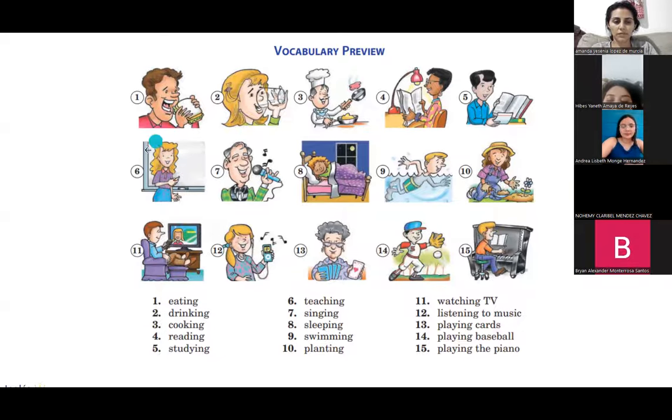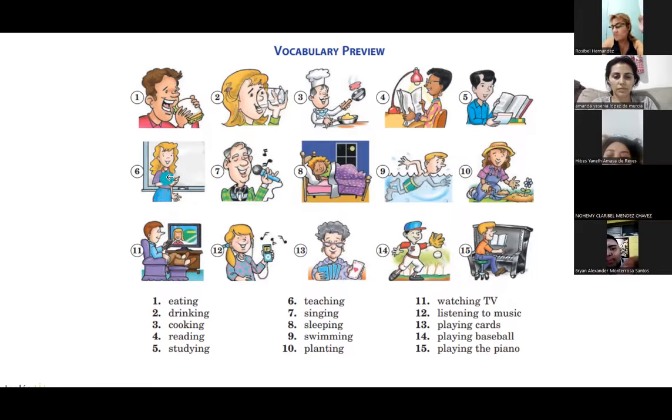Janet. Teaching, singing, sleeping, swimming, planning. Perfect. Watching TV, listening to music, playing cards, playing baseball, and playing the piano. Yes, okay.